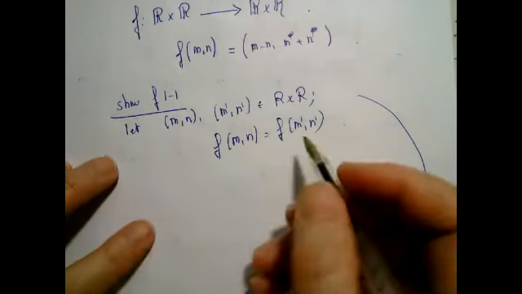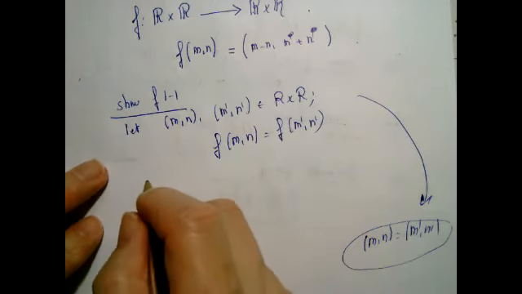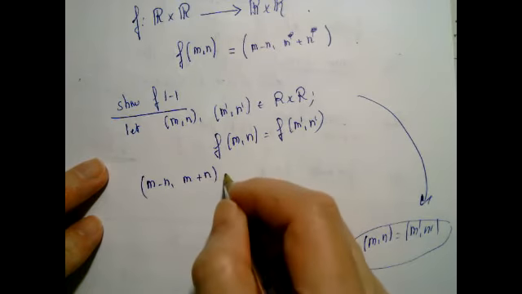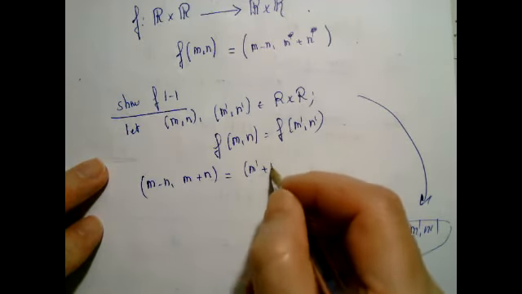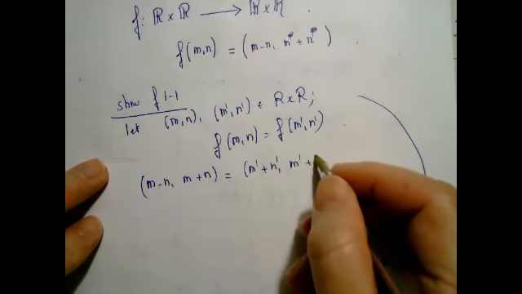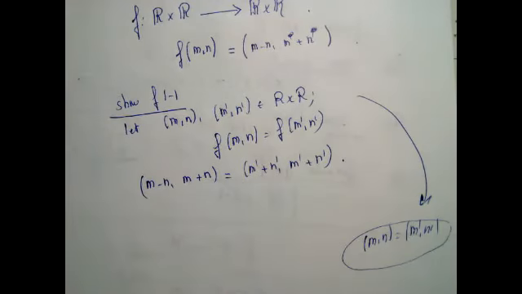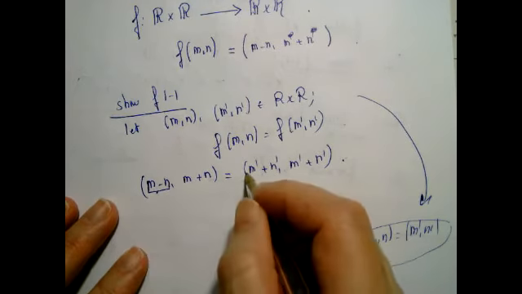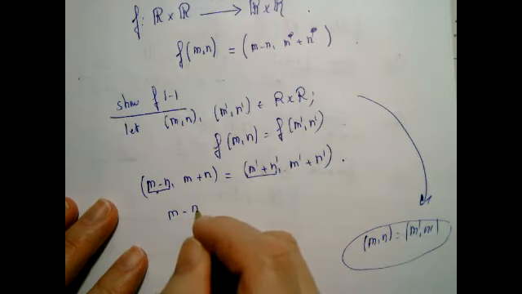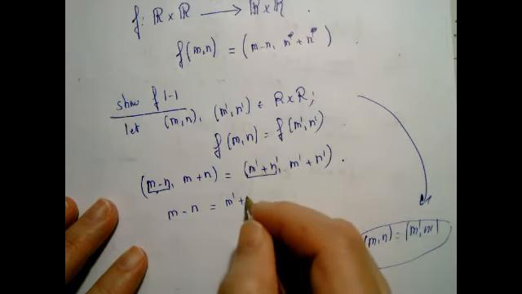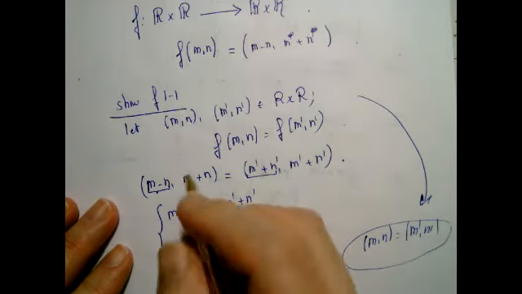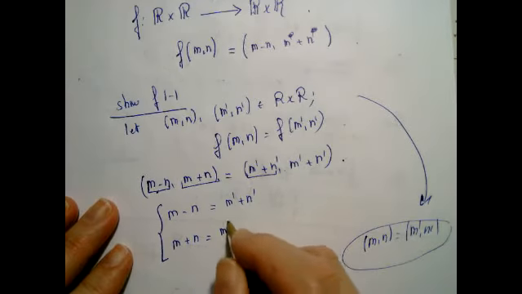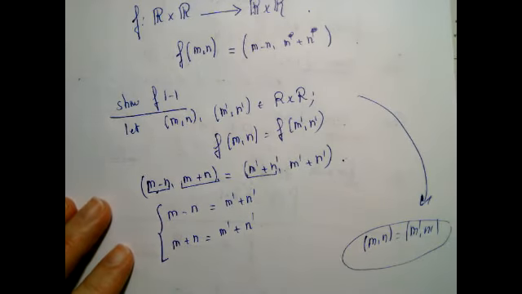All right, so let us set F of m, n equal to that. It means m minus n, m plus n, very simple, equal to m prime minus n prime, m prime plus n prime. Okay, but what does this mean? If this pair equals that, it means the first entry here should be equal to the first entry here, and this entry here should be equal to this entry here.